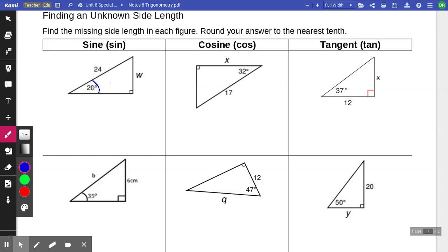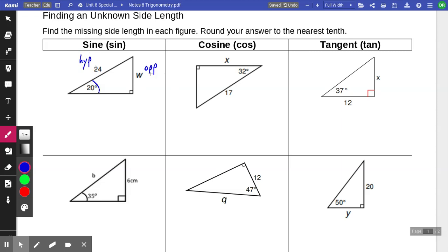And you notice that we have this W that's all the way across from 20. So this side does not touch the 20-degree angle. This is considered the opposite side because of that. And we have this side across from the 90 degrees, which we have always called the hypotenuse.